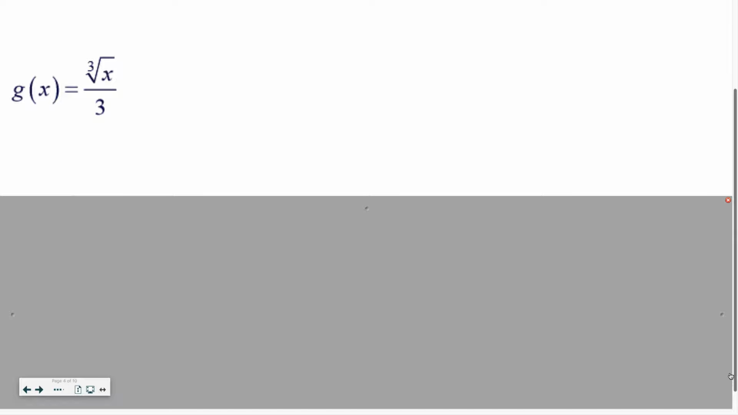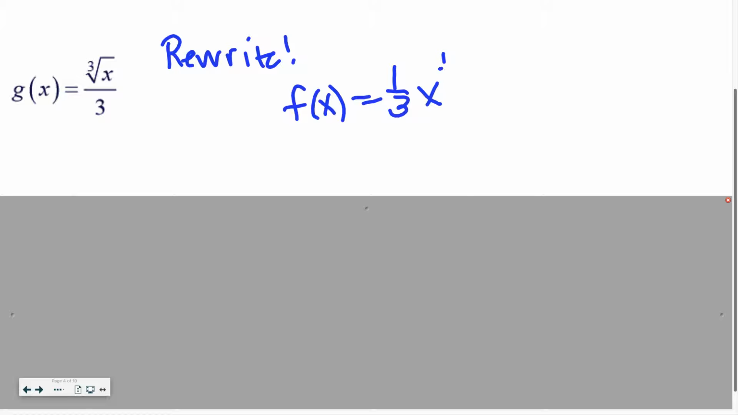And ask yourself, does this look like ax to the n? I don't see a power. I can't use a power rule on something that doesn't have a power. But can we rewrite it to have a power? Yes. Okay, so we need to rewrite this to be f of x equals 1/3 x to the 1/3 power. And now we can take the derivative.